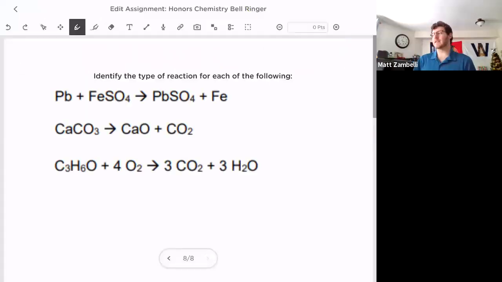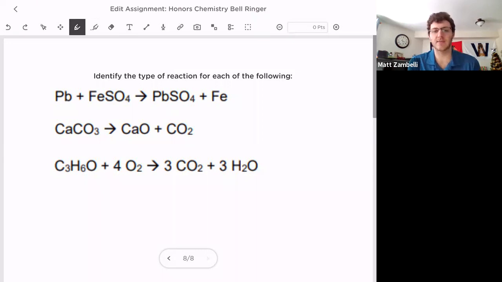All right, ladies and gentlemen, let's take a look at those three. So it looks like some people are getting all three of them. Some people got one or two. Everyone's at least getting one of those down, depending on which one. But let's go through these three. So the first one, we have Pb plus FeSO4 makes PbSO4 and Fe.